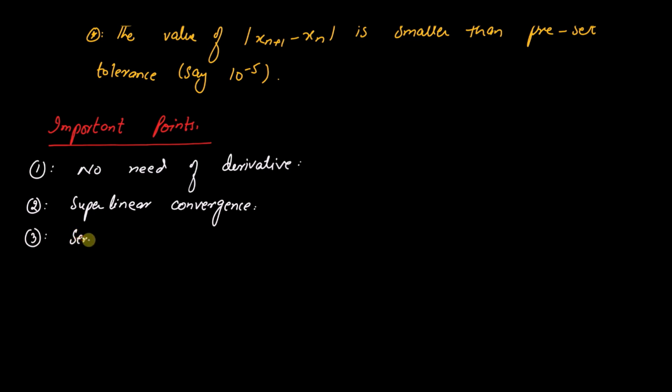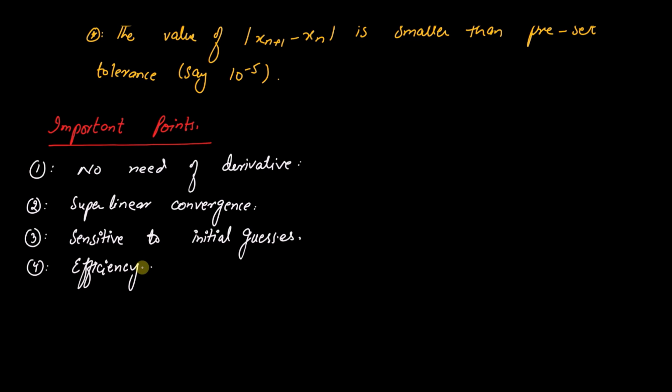Thirdly, this is sensitive to initial guess. So poor initial guesses may cause divergence or slow convergence. So it's better to choose initial guesses wisely. And the last one is its efficiency. So for well-behaved functions, it converges rapidly and with less computational cost.